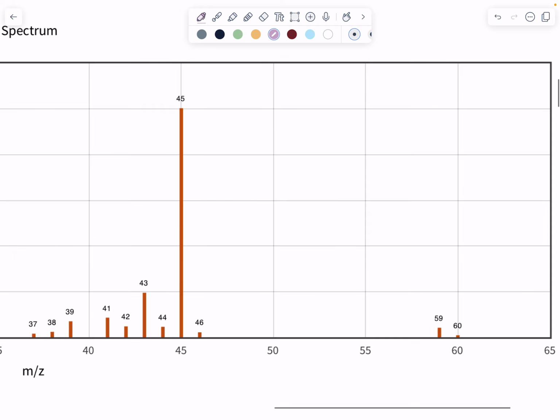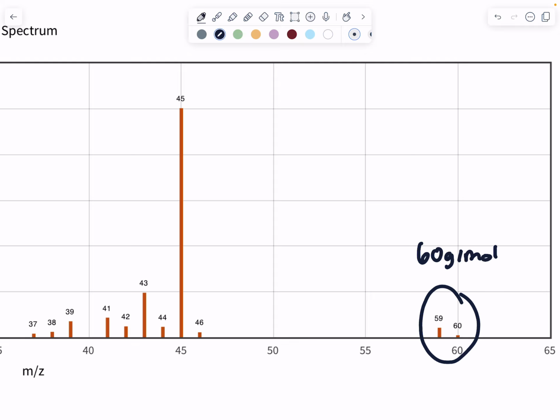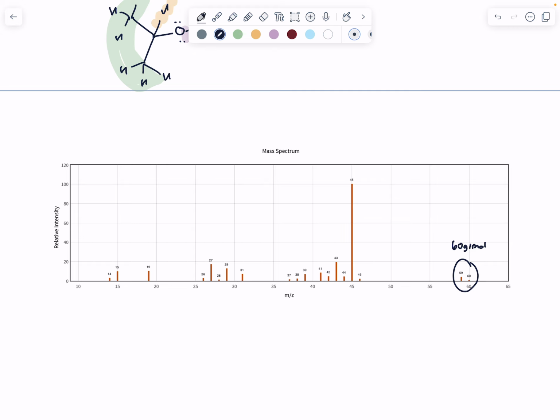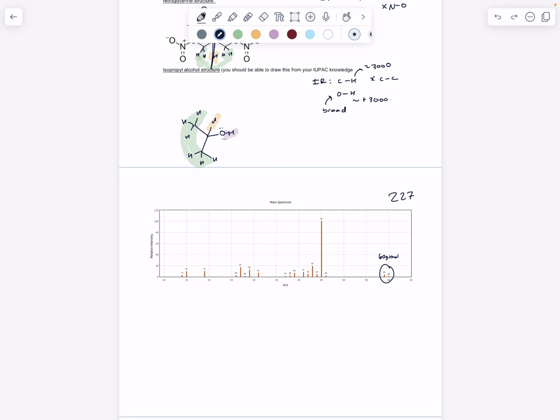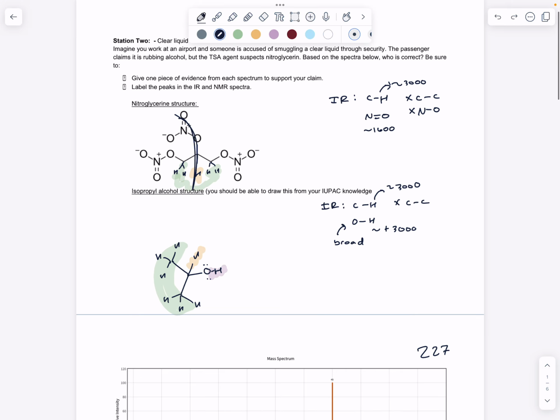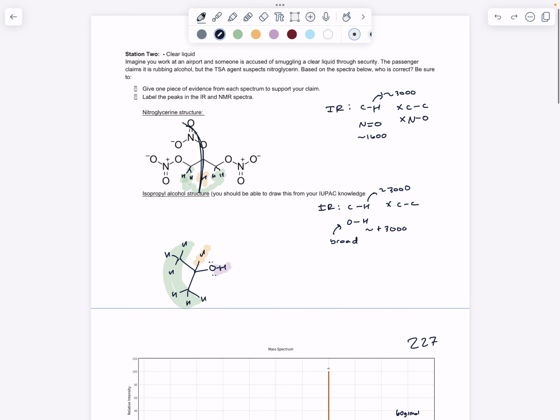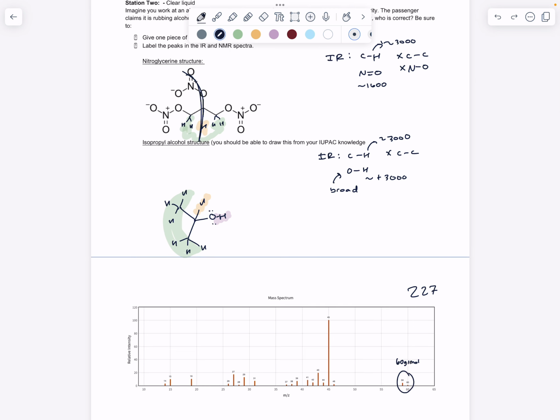And look at what we have here, a peak at 60 grams per mole, which is the mass of our isopropyl alcohol. Now I'm going to look up nitroglycerin mass. And the mass of our nitroglycerin is 227. We don't have a peak that comes anywhere close to 227. The spectrum stops at 65. So you didn't have to do any of this other stuff at all. But I think it's good practice to do the other stuff. So, you could have looked just at that and then use the other stuff to go off of it.